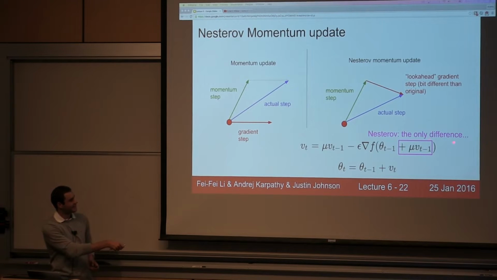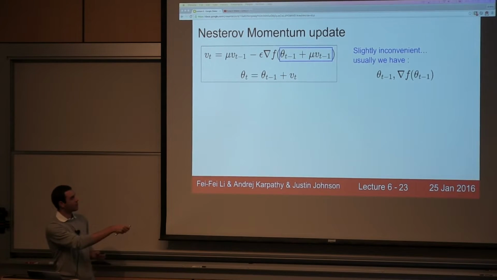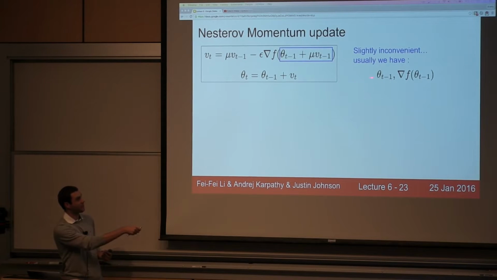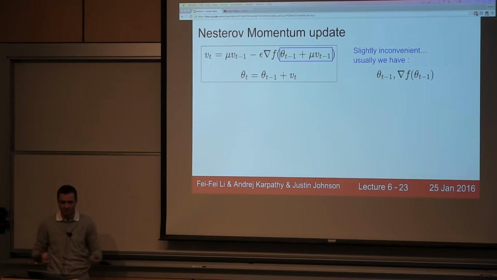And now there's a slight technicality here, which I don't think I'm going to go into too much, but it's slightly inconvenient. Normally we think about just doing a forward pass and backward pass. So what we end up with is we have a parameter vector theta and the gradient at that point. But here Nesterov wants us to have a parameter theta and a gradient at a different point. So it doesn't quite fit in with a simple API that you normally have in your code.